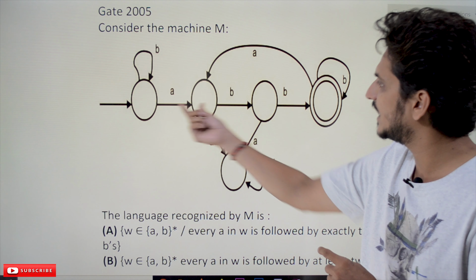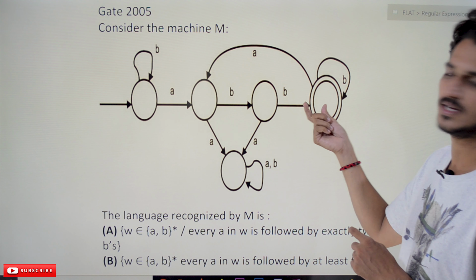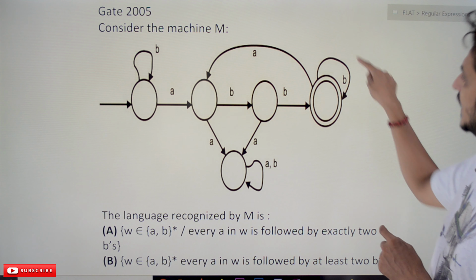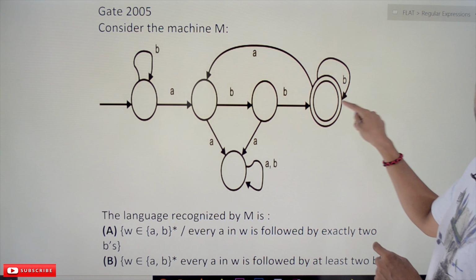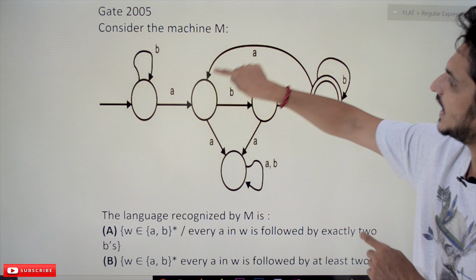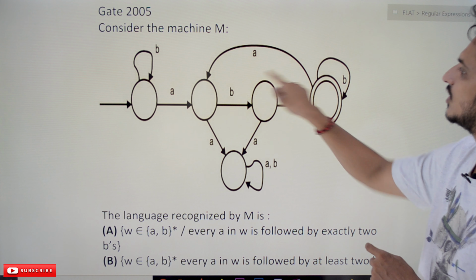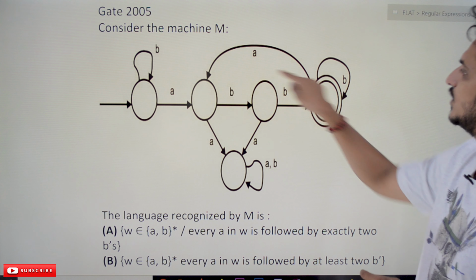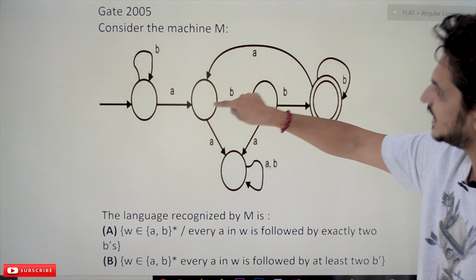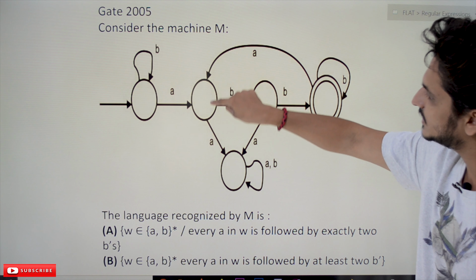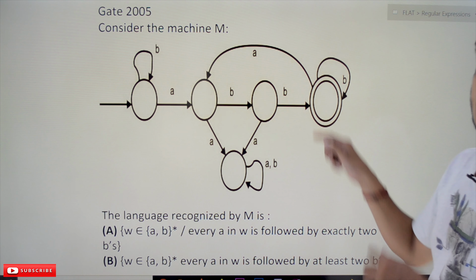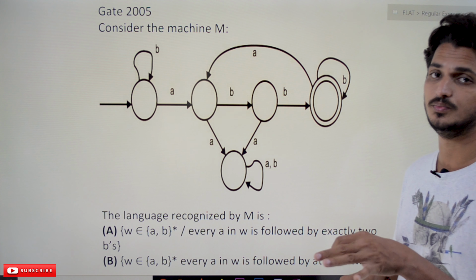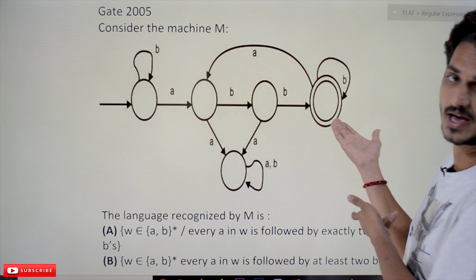Means after seeing a, we have to see at least 2 b's. Any number of b's after that is accepted. But if you see a, again we are repeating this logic. After seeing a, we have to see 2 b's. Minimum 2 b's, at least 2 b's. That is the language it is going to accept.